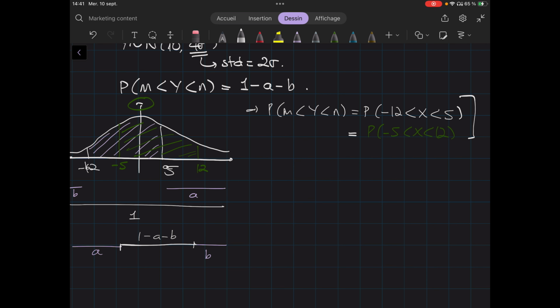Now let's go back to our question. We know that P of m less than y less than n is equal to P of negative 12 less than x less than 5. This is going to be our first option. This means that when we normalize, they should have the same z-score. So let's normalize this.